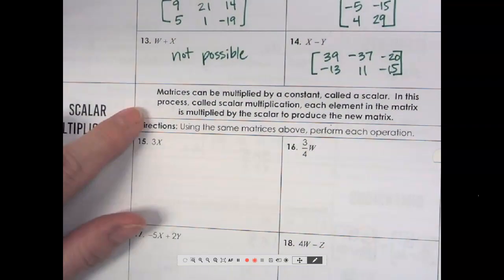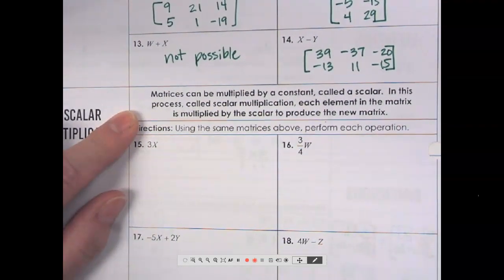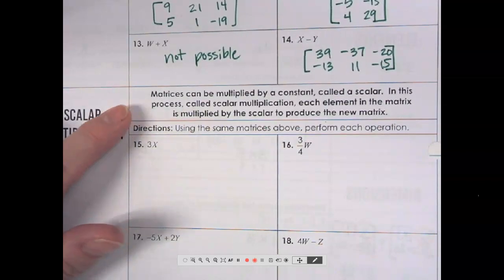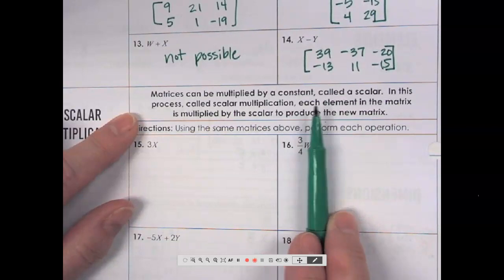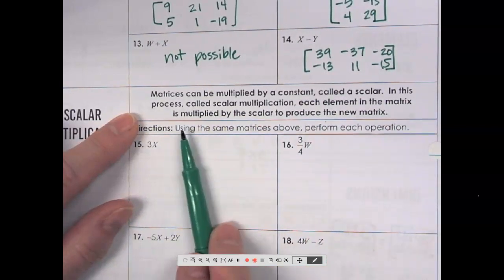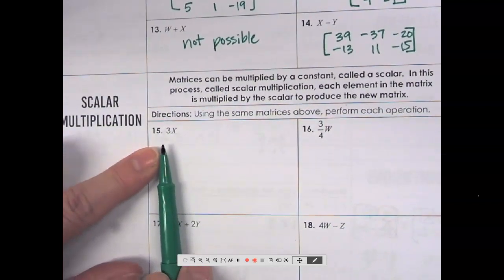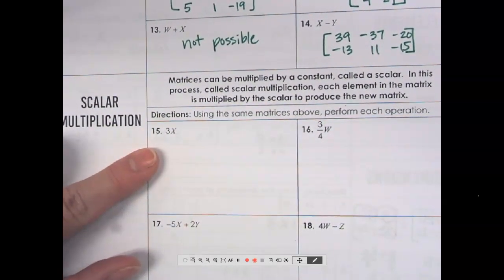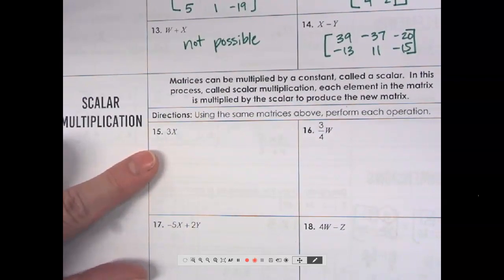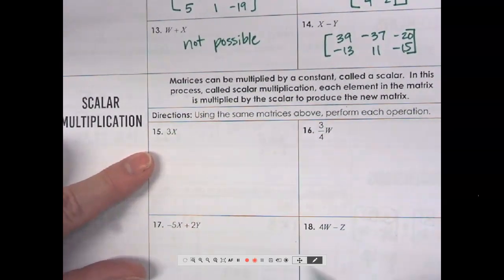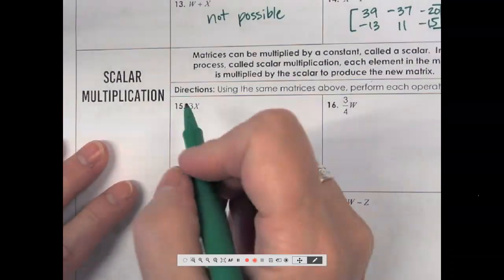Scalar multiplication. Matrices can be multiplied by a constant, which is called a scalar. In this process called scalar multiplication, each element in the matrix is multiplied by the scalar to produce the new matrix. So if I ask for 3x, that just means take everything in matrix X, and we're using the ones at the top of the page here, and multiply everything by 3. And that's it. So here's X. I'm going to multiply everything by 3.